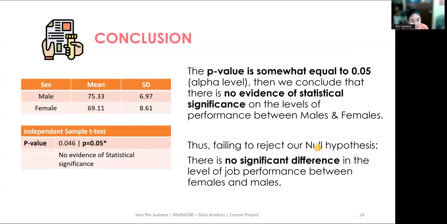And for the conclusion, the p-value is somewhat equal to the 0.05 alpha level. Then we conclude that there is no evidence of statistical significance in the levels of performance between males and females. Thus, failing to reject our null hypothesis, there is no significant difference in the level of job performance between females and males. But somehow, you can see the mean for males is higher than the females. You can see here. Is it because of what we have tackled earlier regarding the level of insomnia, right?